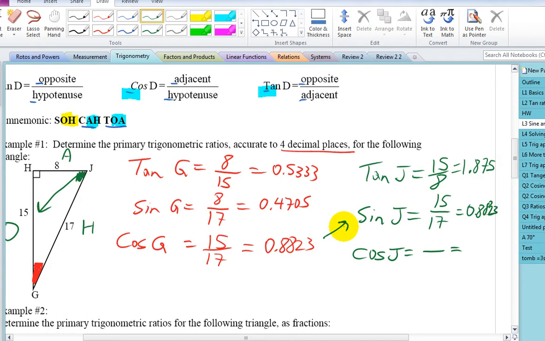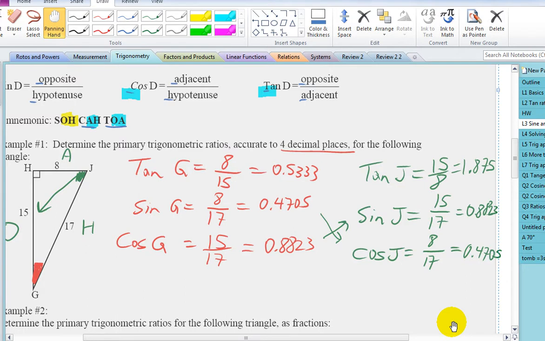What about cos J then? Is it 8 over 17? Yes, it is. So if you switch angles, guess what? You're kind of switching ratios as well, right? So there's some relationship there. Because O and A switch places. Right? That's what's happening there. So this one switches there. Don't need to know or memorize that. Just want to point out, new angle, new HOA.